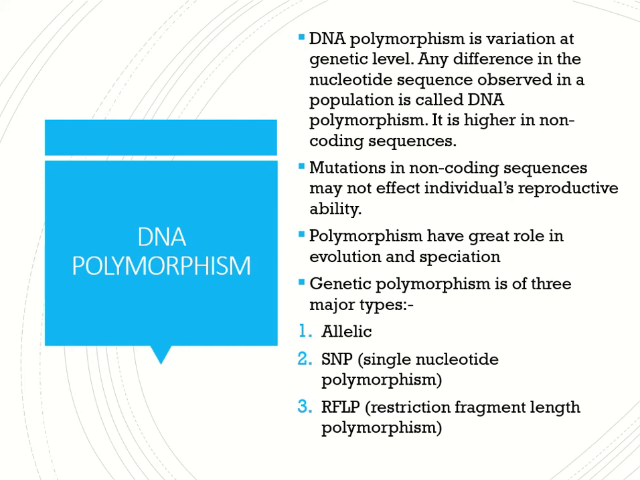Genetic polymorphism is of three major types: allelic, SNP, that is single nucleotide polymorphism, and RFLP, that is restriction fragment length polymorphism.